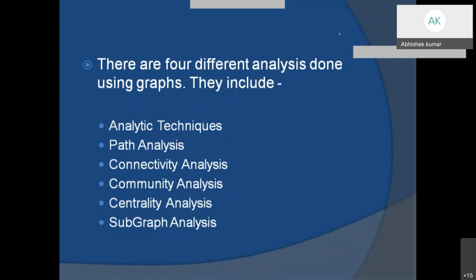So there are at least 4 analyses done using graphs, and they include all of these. Primarily, subgraph and centrality come under connectivity and community analysis only. That's why they have considered primarily 4, although these can be classified into 6 also.